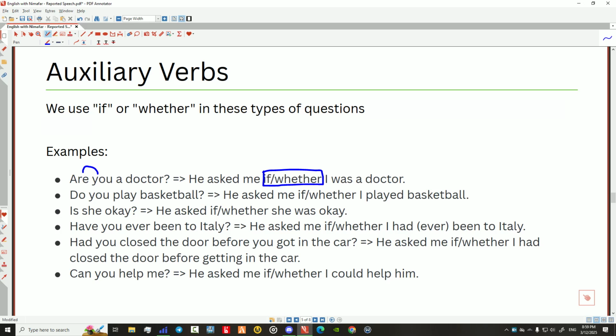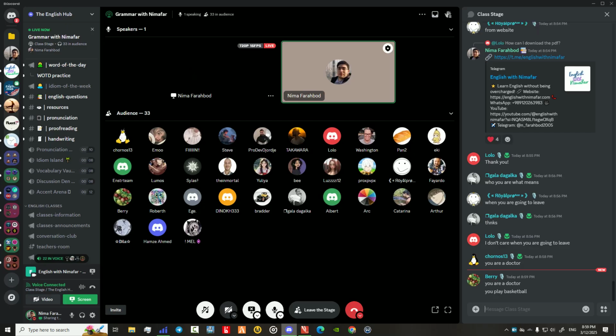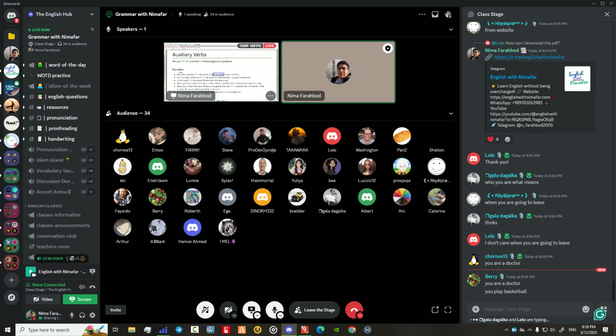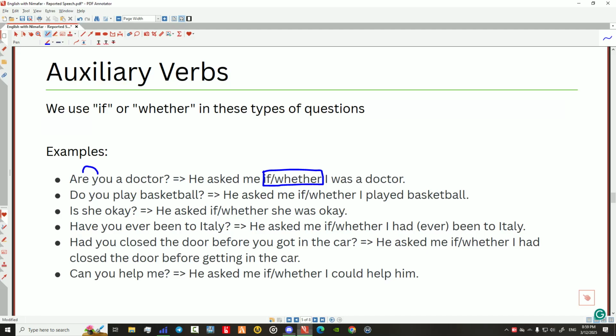Do you play basketball? What about this one? How do you make it a statement? You play basketball, because do just vanishes when we say you do play basketball. It means you play basketball. Very good. So he asked me if I played basketball, or he asked me whether I played basketball, which is formal. Is she okay? She is okay. She asked me if she was okay.